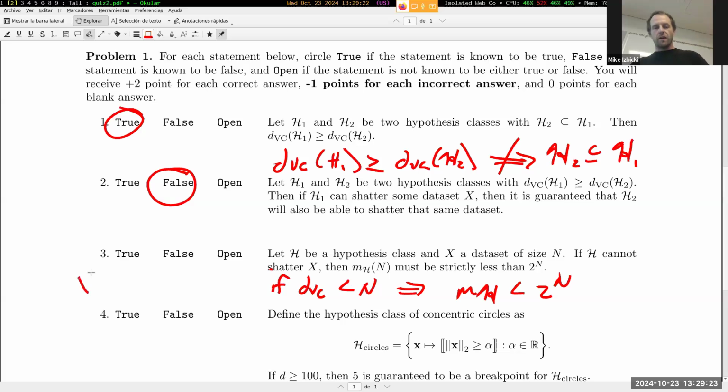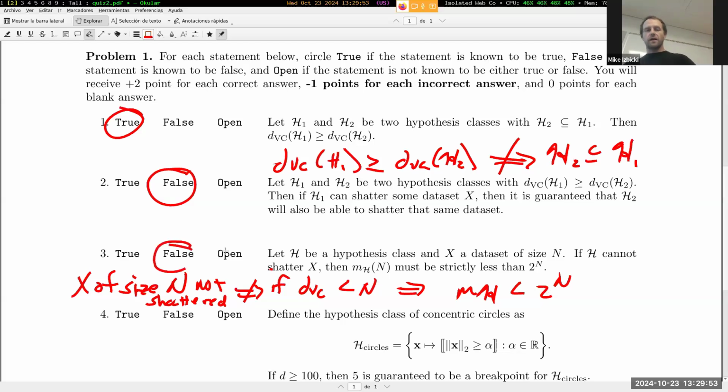So X of size n not shattered does not imply that the VC dimension is less than n. There could be some other data set of size n that could be shattered, and then our VC dimension would be at least n, and our growth function would be exponential in this case. So this is also false right here.